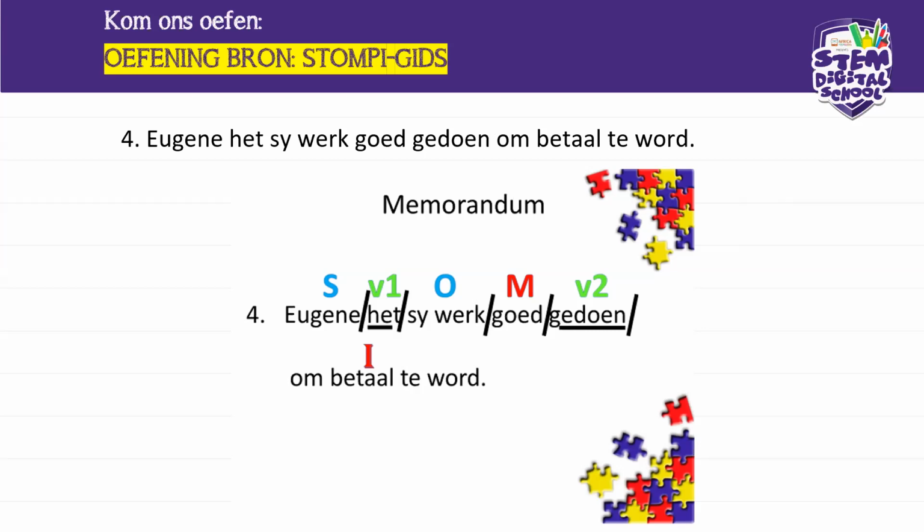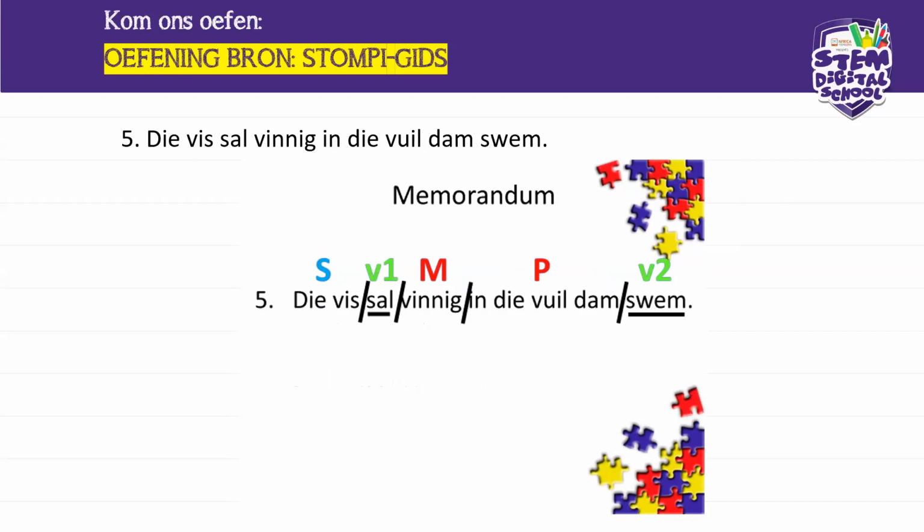Okay, then let's go on. Next one. Die vis sal vinnig in die vuil dam swem. Die vis, the subject, it's about the thing the sentence is about, the fish. Sal, which will be verb 1. So then we obviously know there will be a main verb. Vinnig, the fish is swimming vinnig. Manner, and then where? In die vuil dam is the place. And then the sentence only has one word left, swim, which then is the main verb. There is no reason, so it's also just part of Stompie that is being used here. Take a picture.